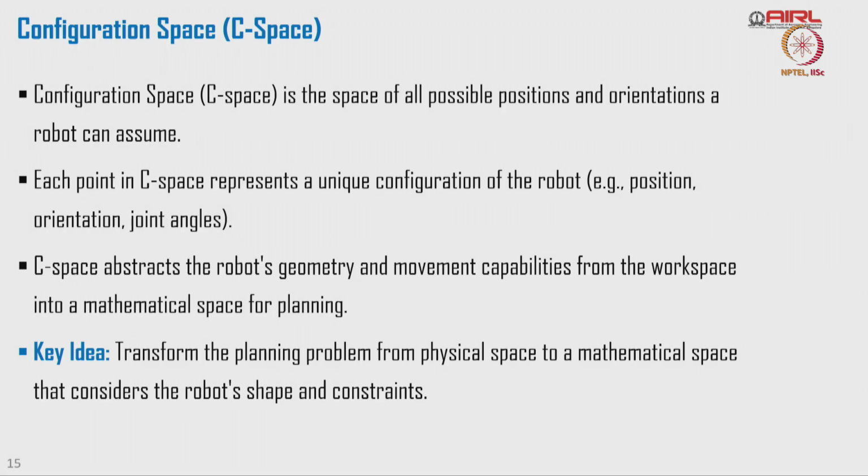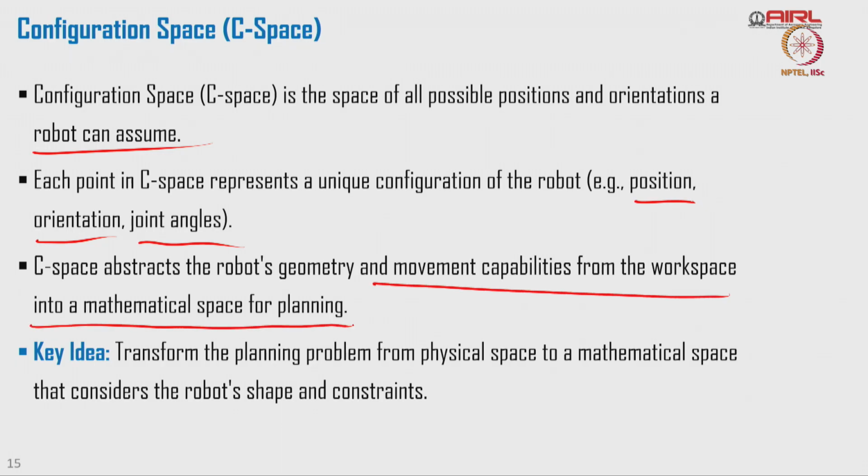Now, we will briefly talk about configuration space, which is a space of all possible combinations or orientations a robot or drone can assume. Each point in configuration space represents a unique configuration of the robot, like its position, its orientation, angles, etc. So, configuration space shows the robot's geometry or drone's geometry, movement capabilities from the workspace into a mathematical space for planning.